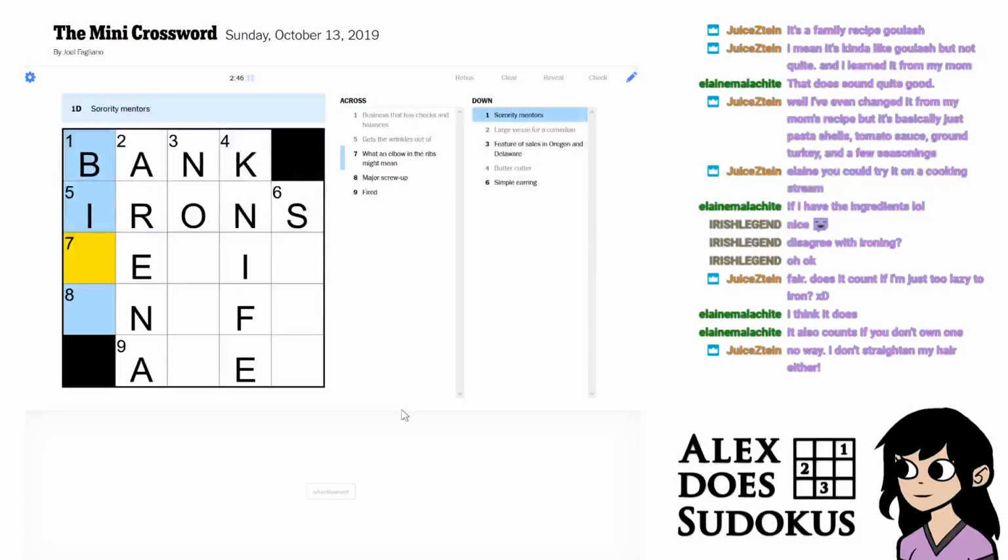So can we... BI. No, wait, I don't straighten my hair either. How long is your hair, though?